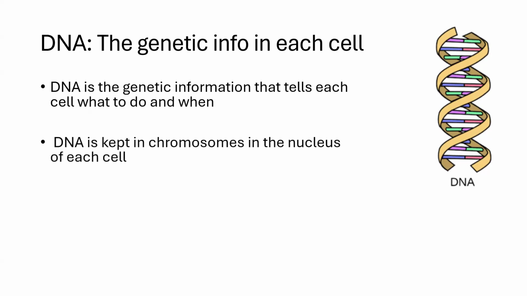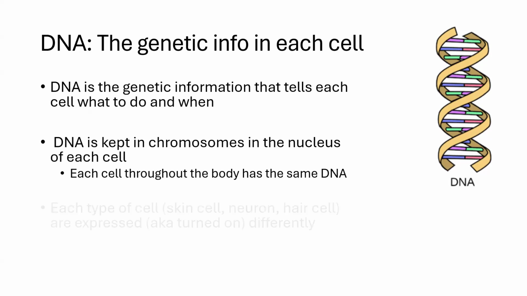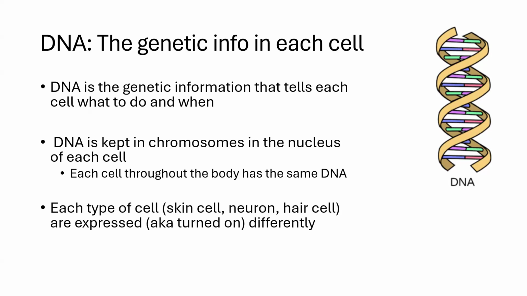Okay, so each cell, like I said, has the same genetic information, and this is kept in chromosomes in the nucleus of each cell. And then we're going to go into that later, so don't worry too much about that right this second. So each cell throughout the body has the same exact DNA, okay? So hair cells, skin cells, nerve cells all have the same genetic code, but they're each turned on at different times and made to have different structures and different functions.